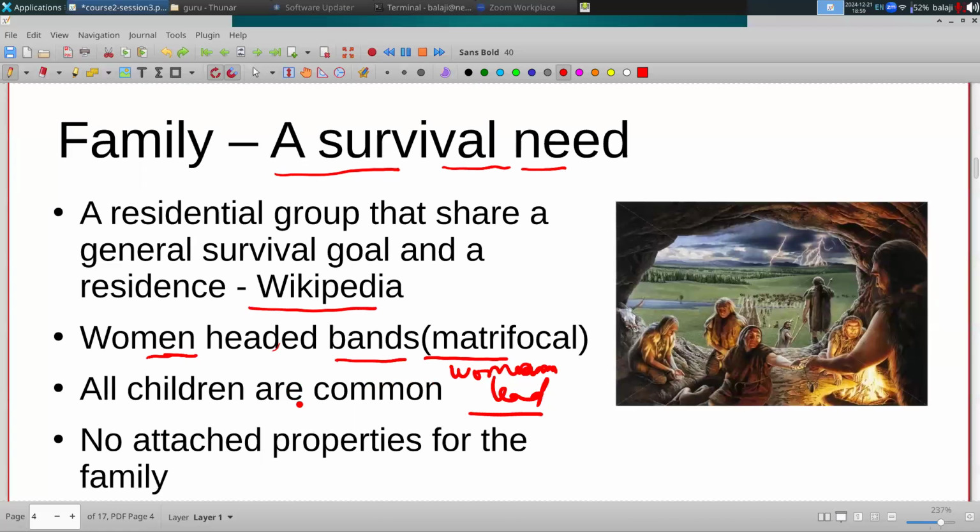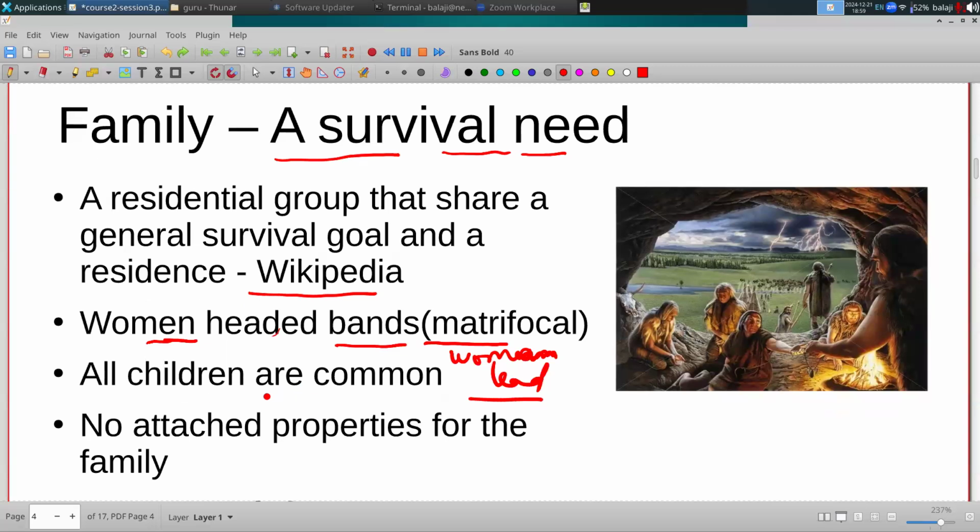Okay, so in this group, all children are common, and they all rear the children together, and there are no attached properties for the family. Currently we have a lot of things attached to our family, right? Each family wants a house, maybe a refrigerator, a TV, etc. But there are no attached properties in this family. Actually, it is a band moving together. That is how this initial form of family was.